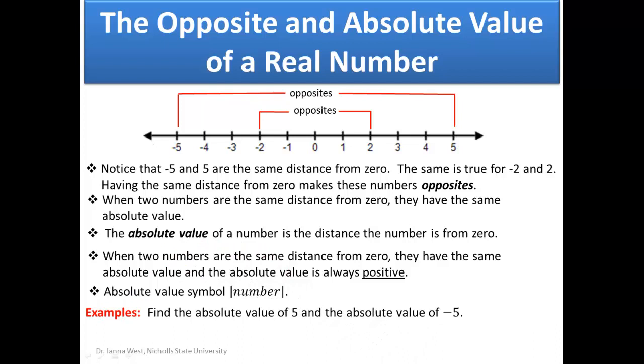Find the absolute value of 5 and the absolute value of -5. The absolute value of 5 equals +5, and the absolute value of -5 also equals +5. It is very important to remember that the absolute value will always be a positive number, since we are talking about distance, and distance can never be negative.